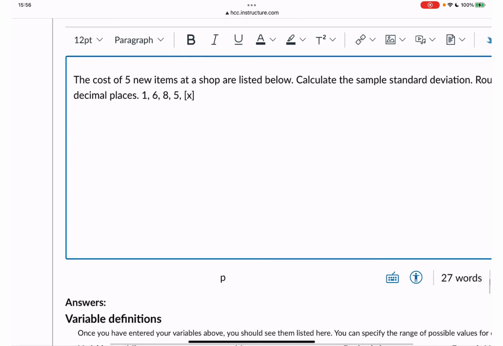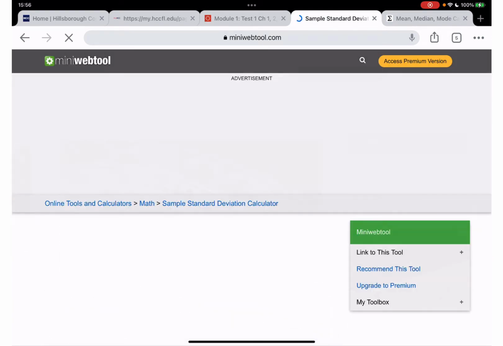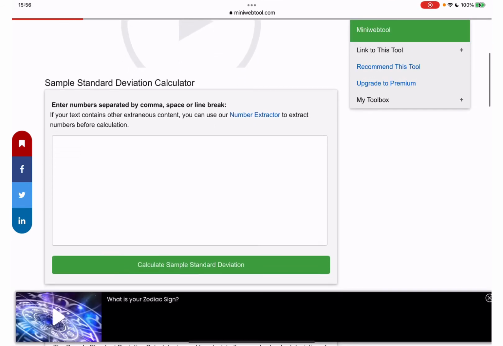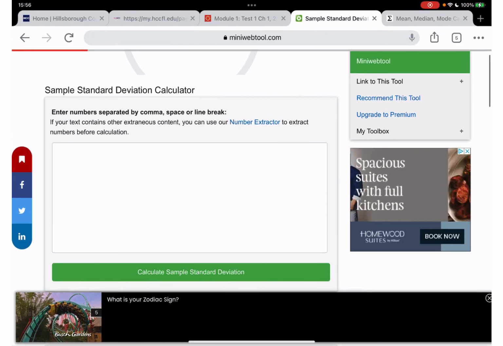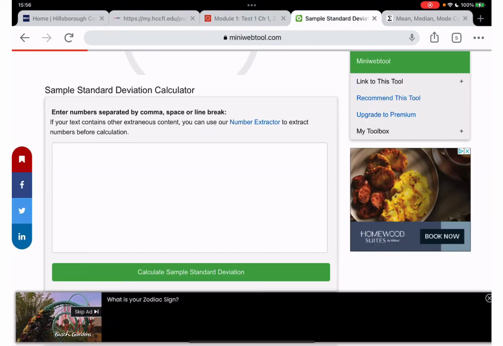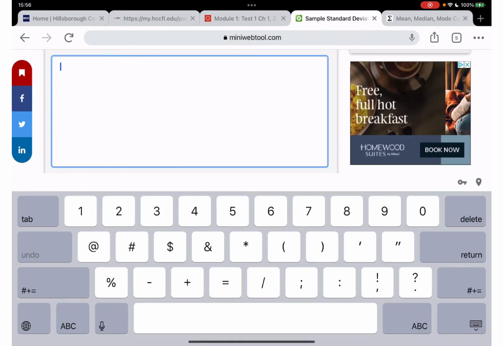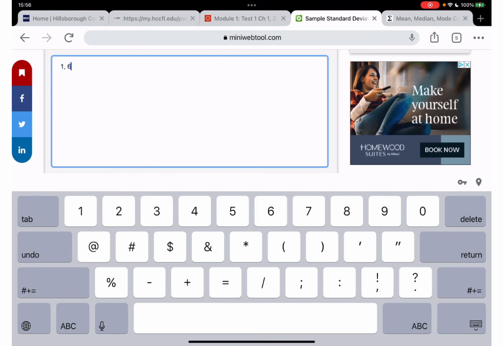The cost of 5 new items at a shop are listed below. Calculate the sample standard deviation, round to 2 decimal places. Okay, standard deviation, we have here a standard deviation calculator, and I took it from the link I placed under the video, previous homework somewhere. So let's see what numbers we have. 1, 6, 8, 5. Let's write down 1. Let me put a comma. 6, 8.